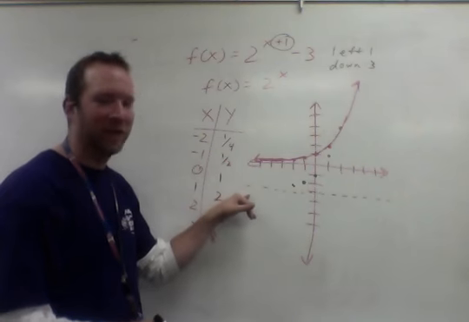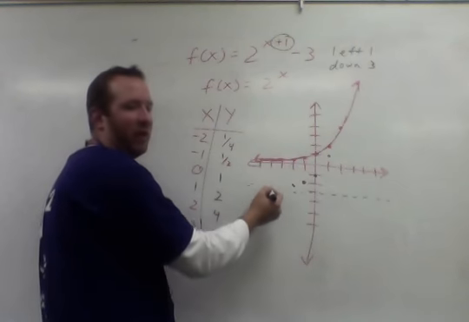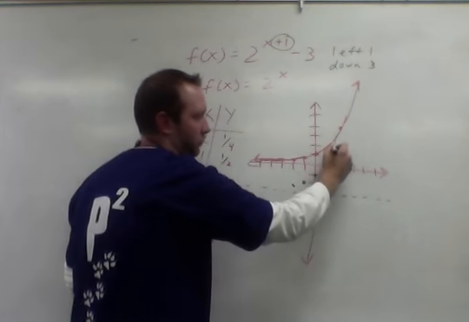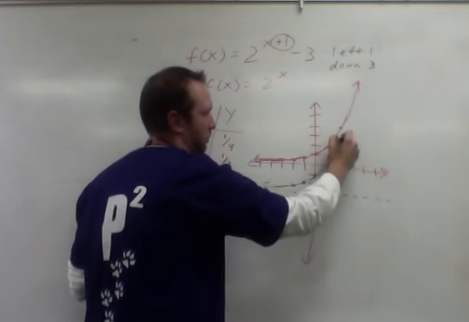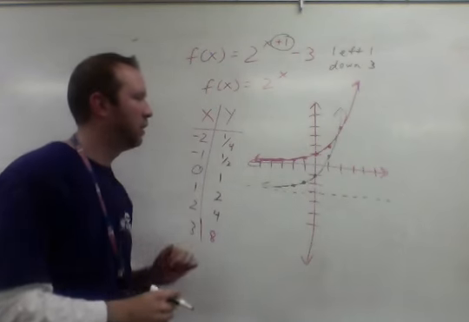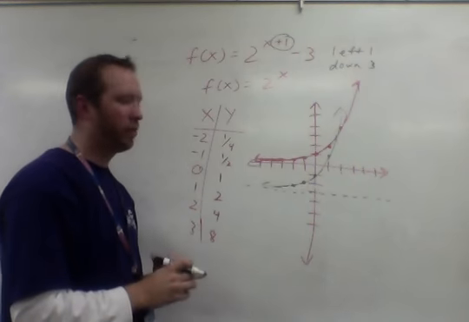All right, so I've got this horizontal asymptote at y equals -3. So I know my graph's going to kind of flatten out at that point. There's my new graph that's been shifted left 1 and down 3.